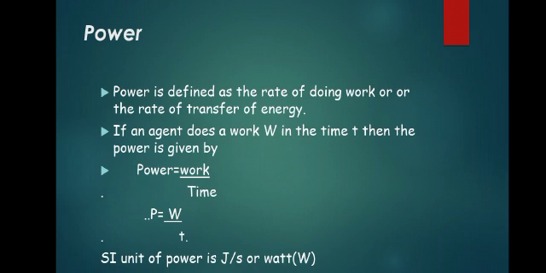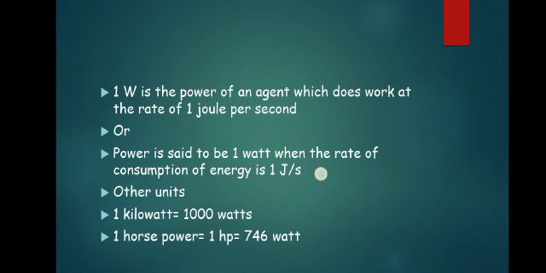Now the SI unit of work is joules. The SI unit of time is seconds. So what will be the SI unit of power? It will be joules per second, or we give it another name, that is watt. It is in honor of the scientist James Watt. So we commonly use the unit watt.